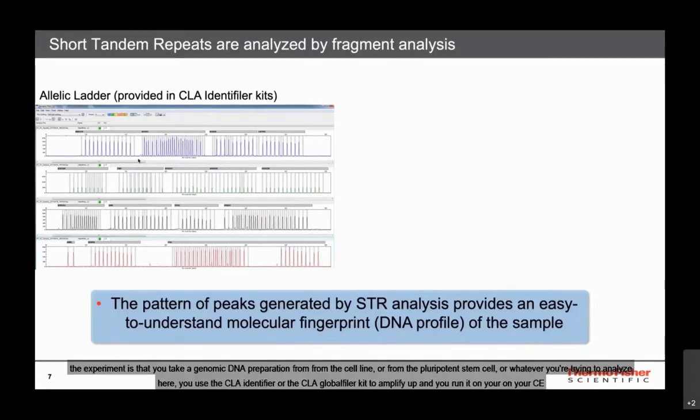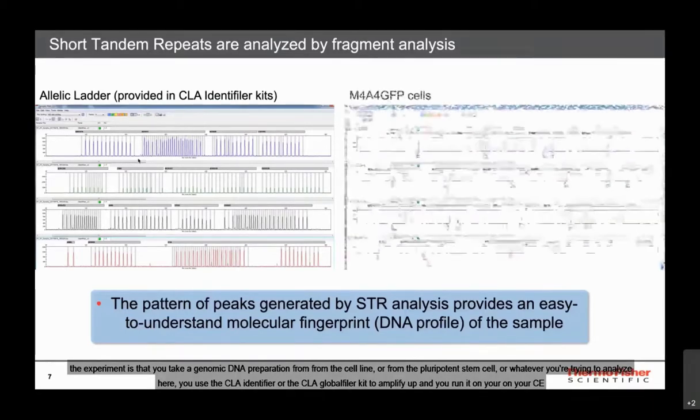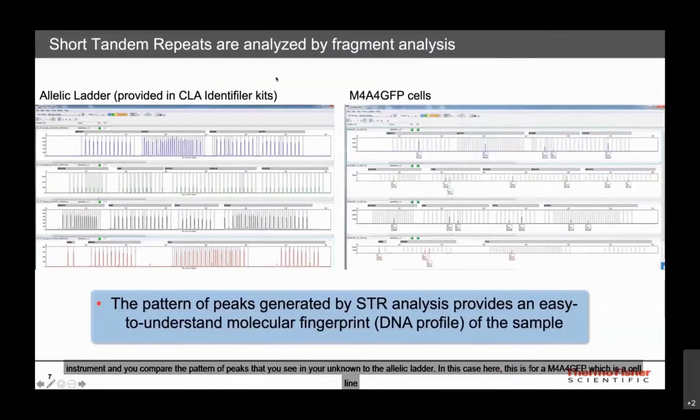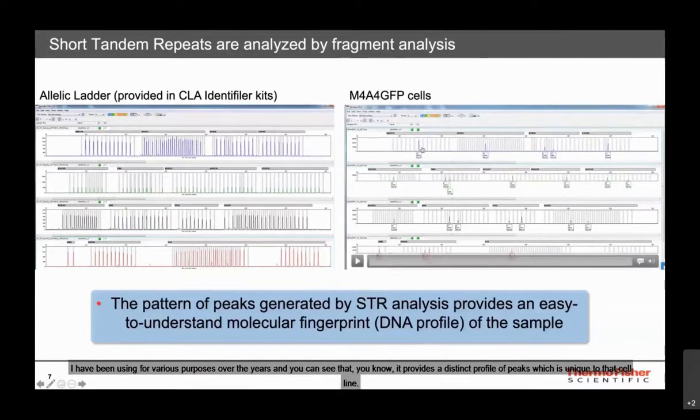Now, the way that you do the experiment is that you take a genomic DNA preparation from the cell line or from the pluripotent stem cell or whatever you're trying to analyze. You use the CLA Identifier or the CLA GlobalFiler kit to amplify, and you run it on your CE instrument, and you compare the pattern of peaks that you see in your unknown to the allelic ladder. In this case, this M4A4 GFP is a cell line that I have been using for various purposes over the years. And you can see that it provides a distinct profile of peaks, which is unique to that cell line.